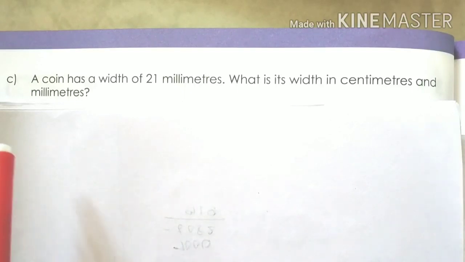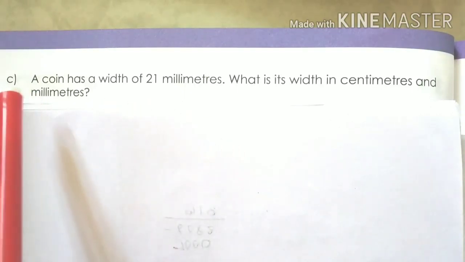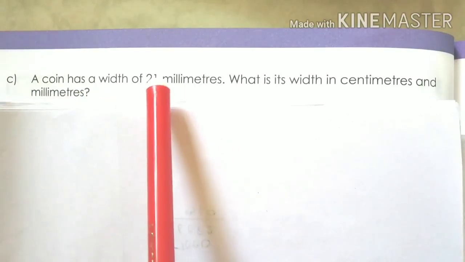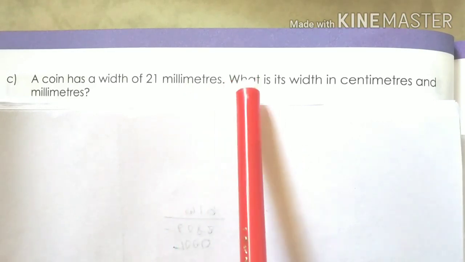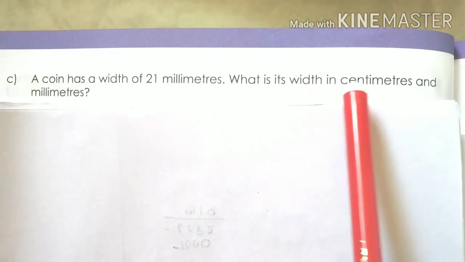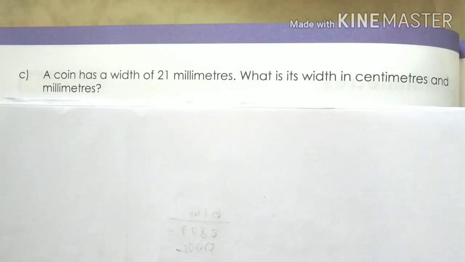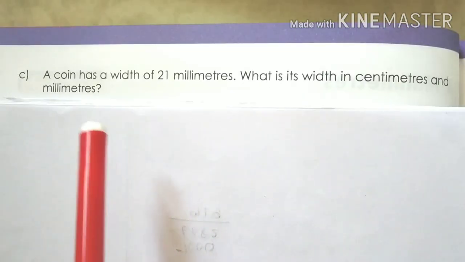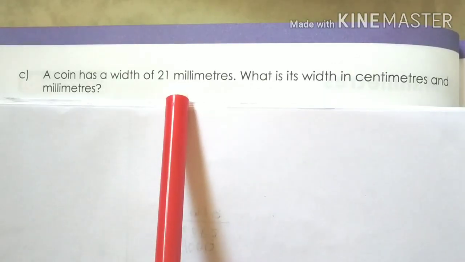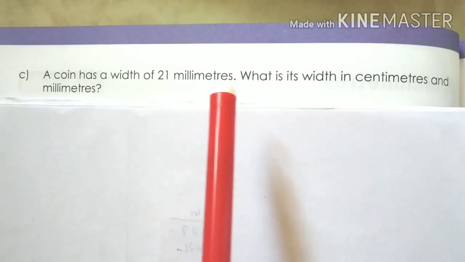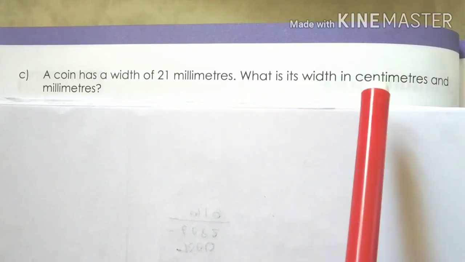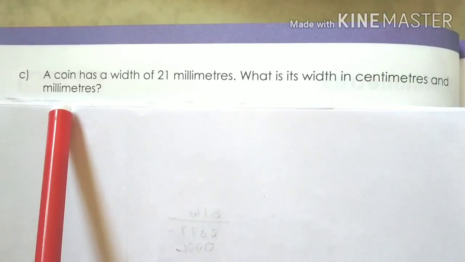Now students, look at this example. A coin has a width of 21 millimeters. What is its width in centimeters and millimeters? So the question says that a coin has a width of 21 millimeters. And suppose we are asked to write the width in centimeters and millimeters.